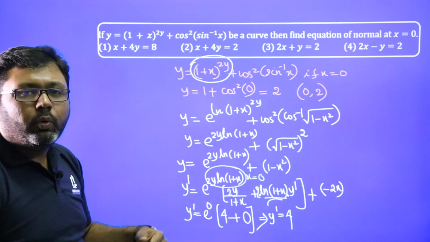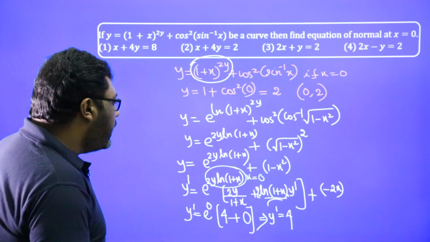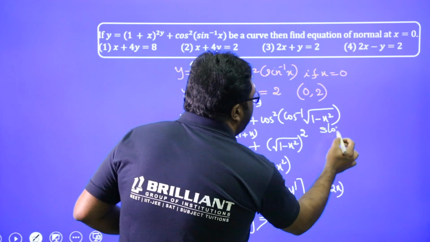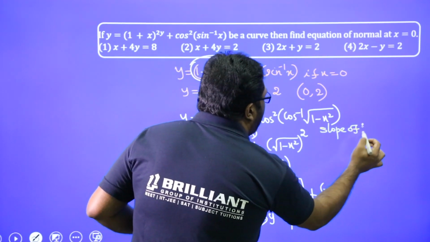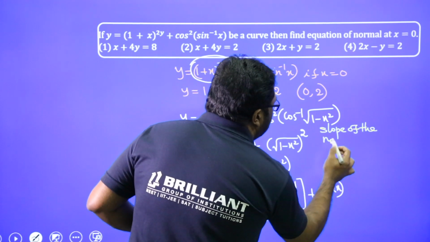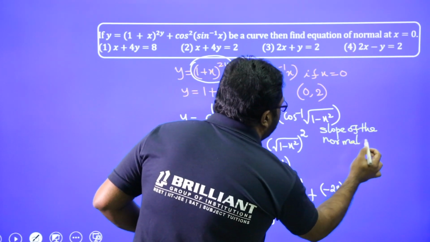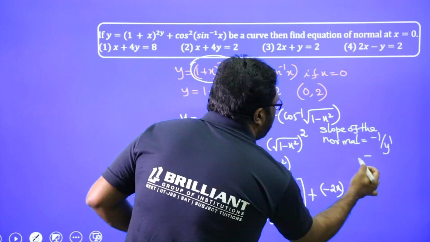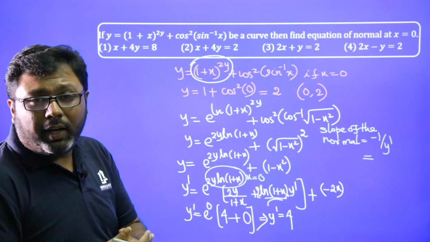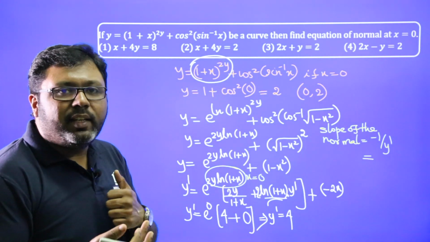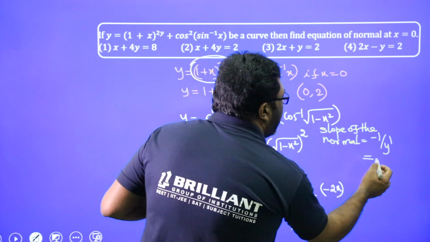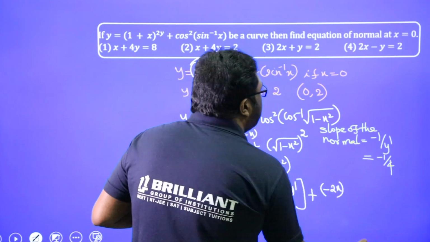y dash is equal to 4, since e power 0 is 1. From this, what will be the slope of the normal? The slope of the normal equals minus 1 by y dash, because tangent and normal are perpendicular to each other. The slopes are negative reciprocals, so 4 becomes minus 1 by 4. The slope is minus 1 by 4.